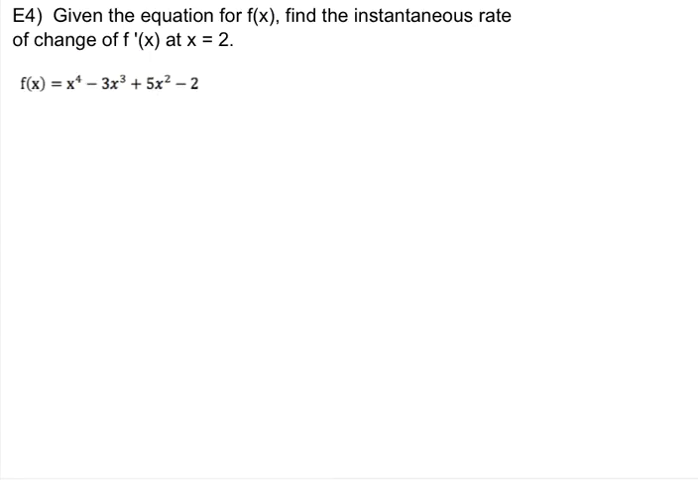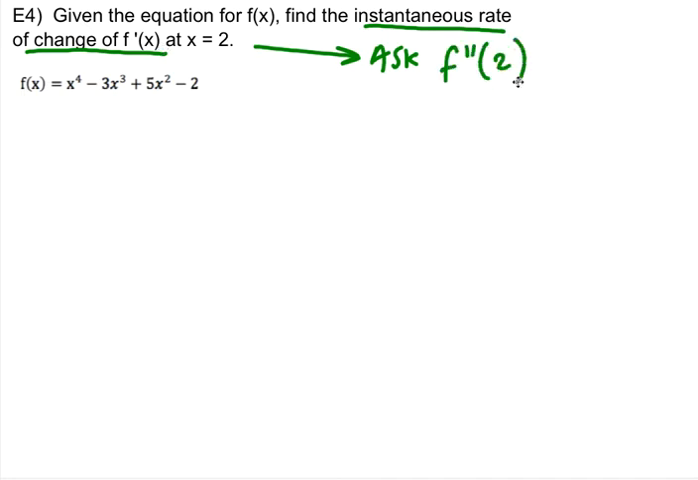All right, E4. Given the equation for f of x, find the instantaneous rate of change of f prime at x equals 2. So here's the thing, you have to translate. What the AP is asking for, or in this case what I am asking for, is this: if you want the rate of change of f, you use f prime. The instantaneous rate of change of f is f prime. So the instantaneous rate of change of f prime is f double prime. They're asking for f double prime of 2.